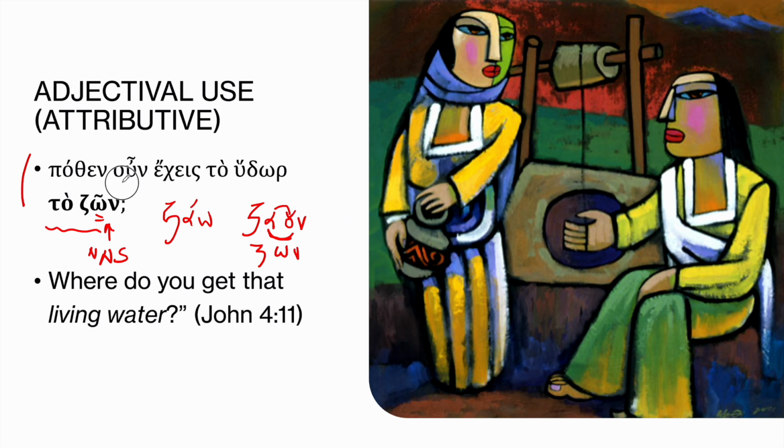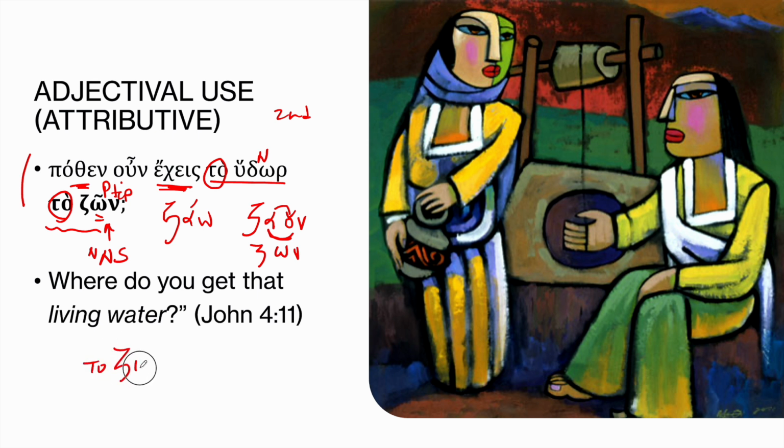So from where do you get to hydor to zon, the living water? There it's acting attributively. How do we see that? We see the article and the noun, hydor. We see the article and the participle. Okay, so that's an attributive position. That's the second attributive position. This could have also been expressed in this way.